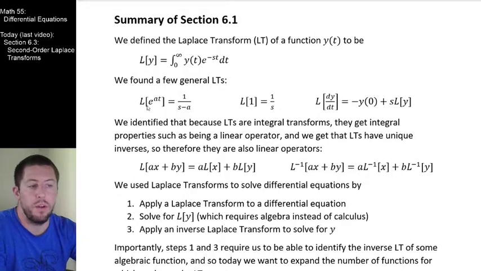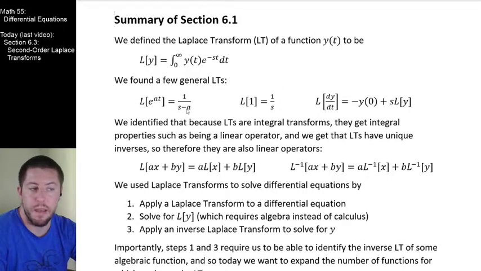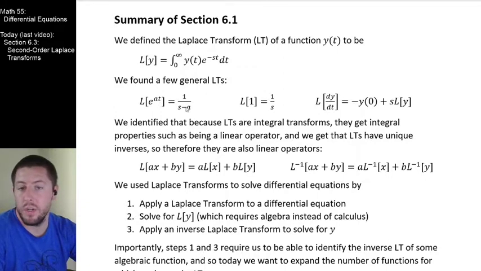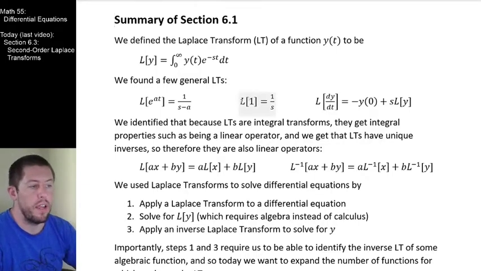The first one that we found was the exponential function. The Laplace transform of e to the at is 1 over s minus a. We saw that a special case of this is when you let a be equal to 0. This just becomes e to the 0, which is 1. And therefore we should be getting 1 over s minus 0, which is just 1 over s. So recognize that this one is really just a special case of this one here.